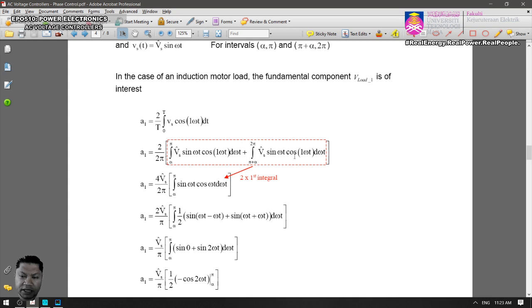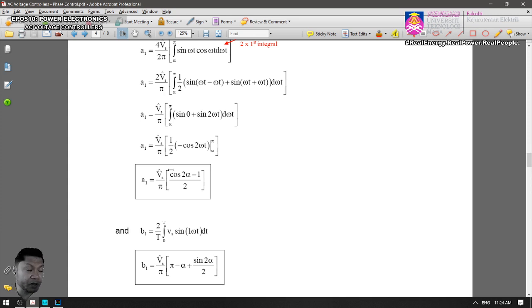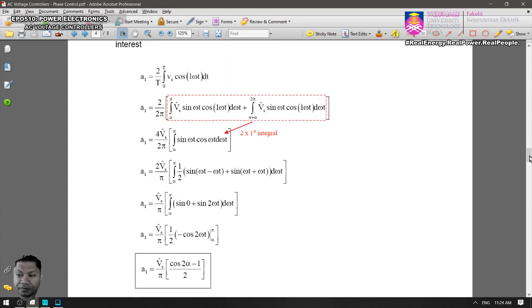So sine omega t cos 1 omega t. The integrals are different, but they are actually similar. Then you can combine the first integral and second integral. Now it becomes twice, so you can have 4 of V peak over 2 pi. Then solve for that, and you're going to have your A1 equals V peak over pi times (cos 2 alpha minus 1) divided by 2. And for B1, you can use the same equation here, but you replace it with sine n omega t. This is sine omega t.